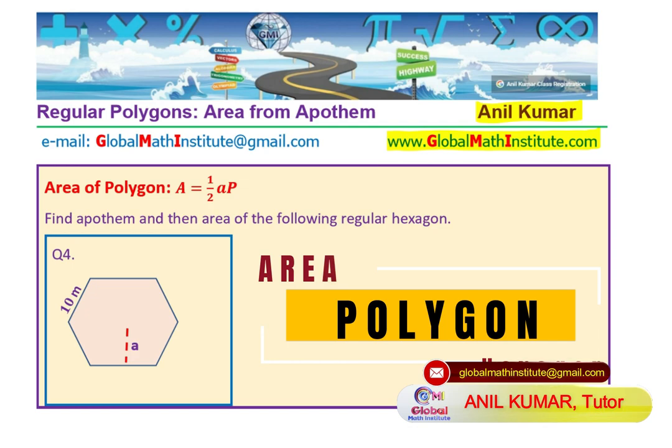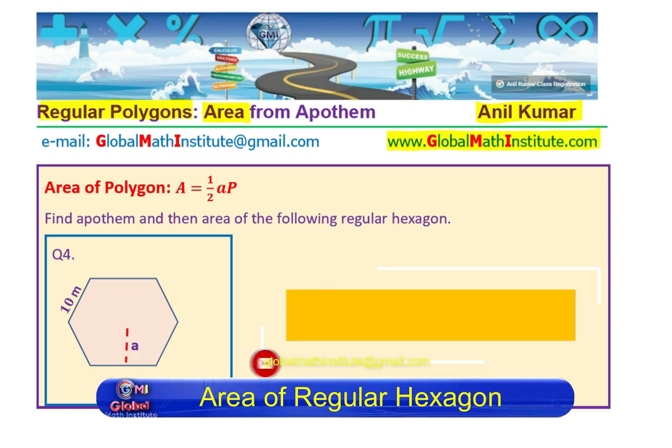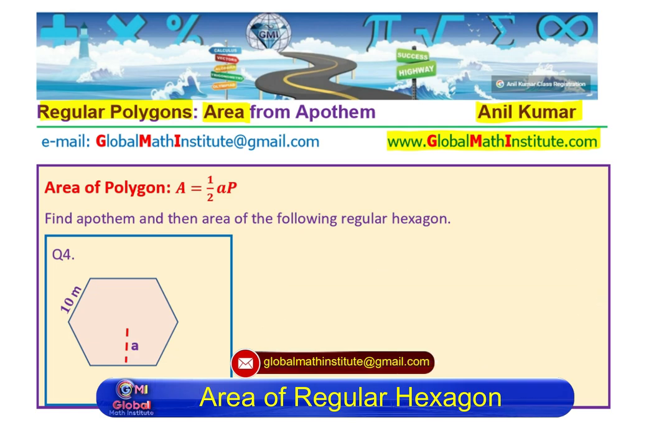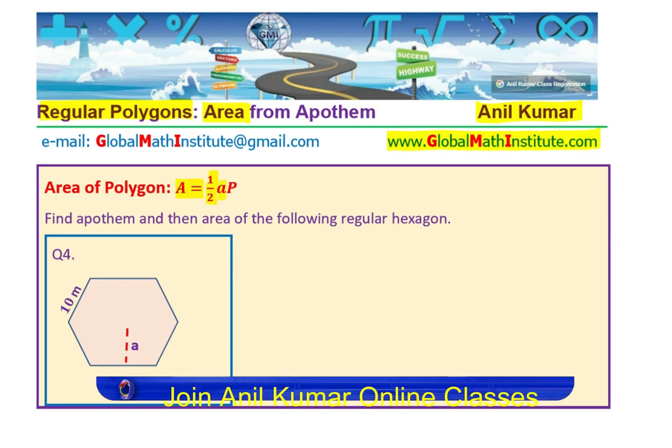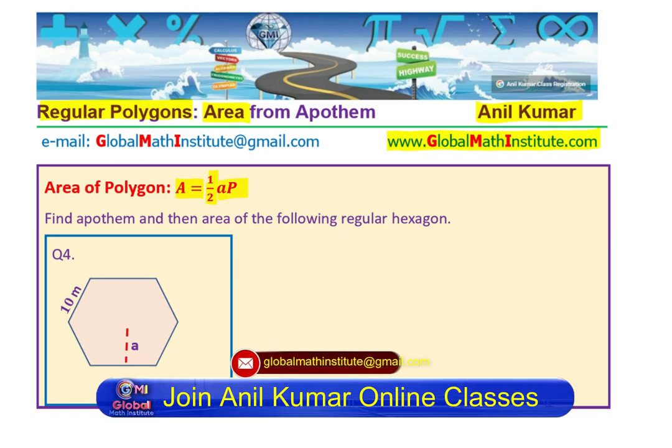In this video, we'll see how we find the area of a regular polygon. We have taken a hexagon in this particular example. In the playlist, you will find other shapes also. The formula is area equals half apothem times perimeter. Apothem is the shortest distance from the center of the regular polygon to any side.